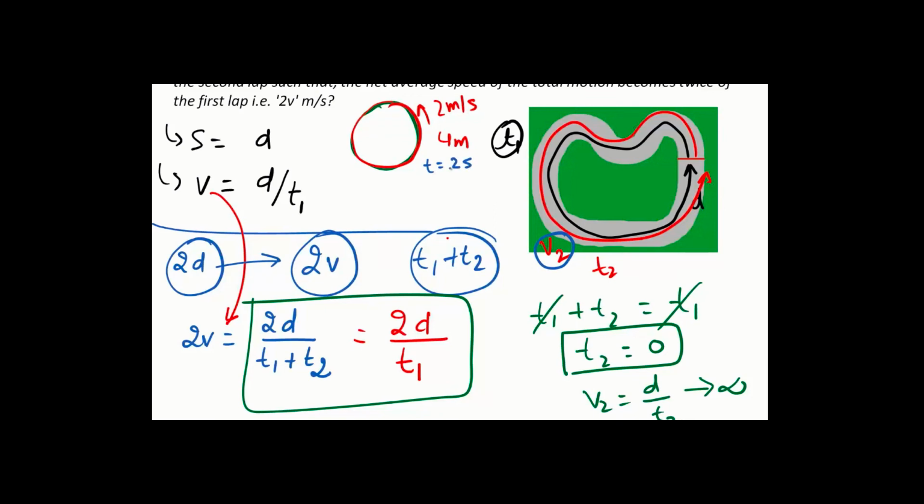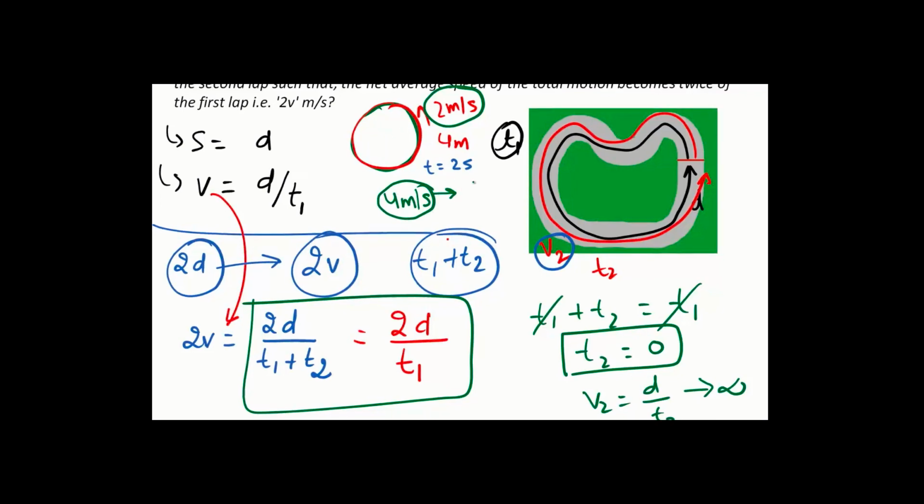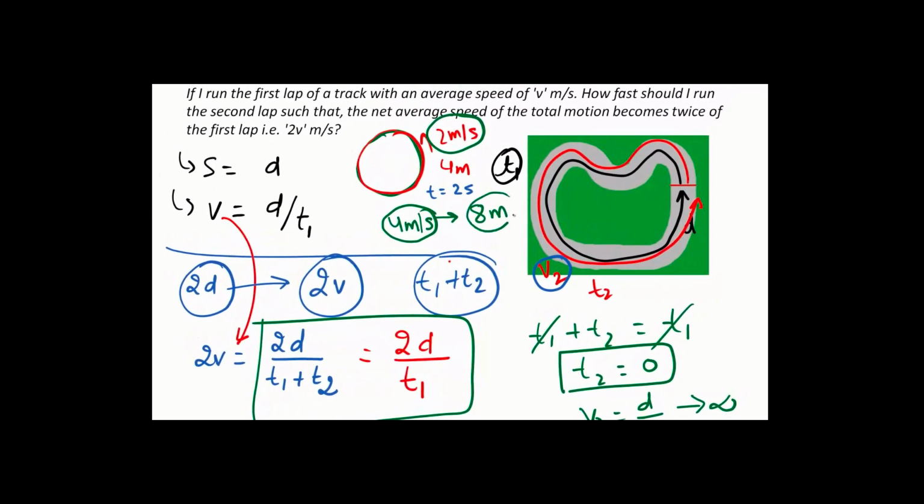So how much time will I take to cover this? Obviously 2 seconds. Now what I want is my average velocity to be 4 meters per second. So if my average velocity is 4 meters per second and I have to travel twice the distance, so 8 meters, how much time will I take? I'll take 2 seconds. So if I want to double my average speed by just increasing the speed, it cannot be done because we have already wasted our 2 seconds in the first lap. I cannot do the second lap in 0 amount of time.